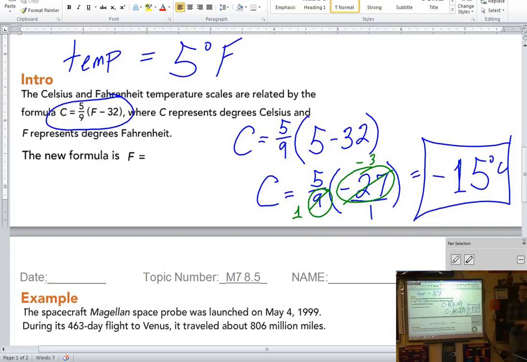Does it always work that way, that you could multiply by 3? No, that's because the 9 and the 27 are both factors of 9, or both have a factor of 9 in common.